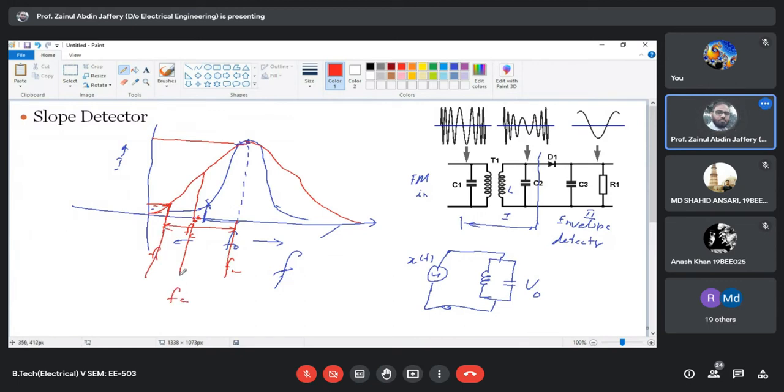So this will be your FC, and this will be your delta F, the maximum frequency deviation, and this will again be delta F, because in FM our frequency variation is FC plus minus delta F. So you have to design your circuit in such a way that FC lies in the center of this linear region, and then these two will be plus minus delta F, which is your maximum frequency deviation.